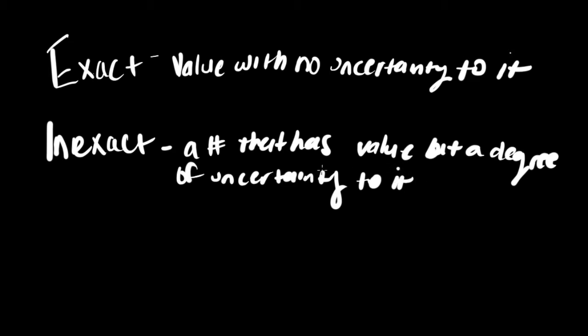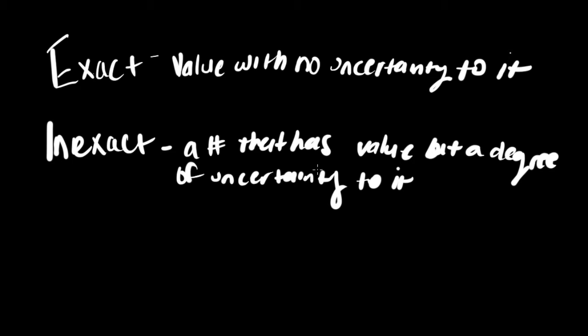Okay, so another thing to remember is that in scientific work, numbers are grouped together in two categories: exact numbers and inexact numbers. With inexact numbers, it is impossible to make an exact measurement.